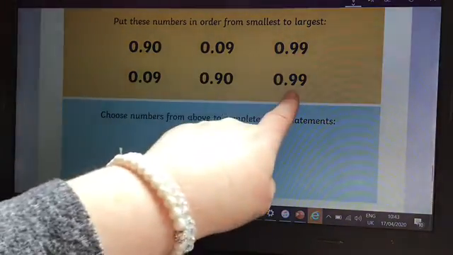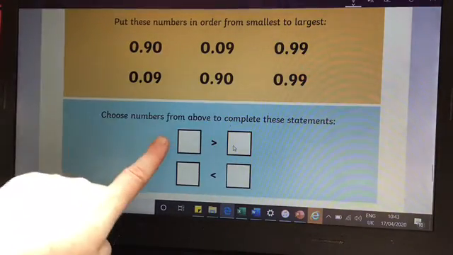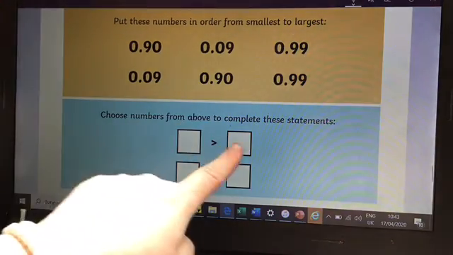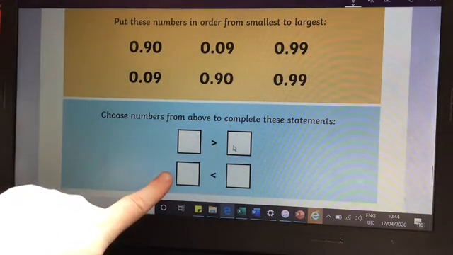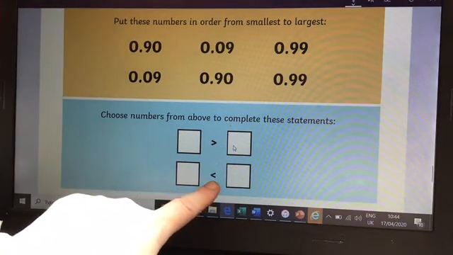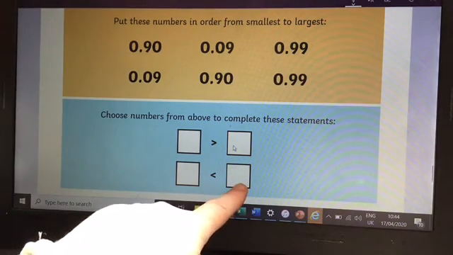Smallest and largest. Okay, and in here I could have put 0.99 is greater than 0.90, and I could have put 0.09 is less than 0.99. You've probably come up with some alternatives.